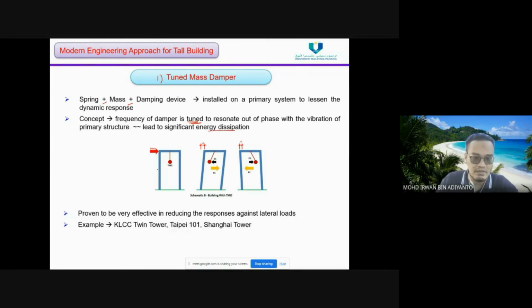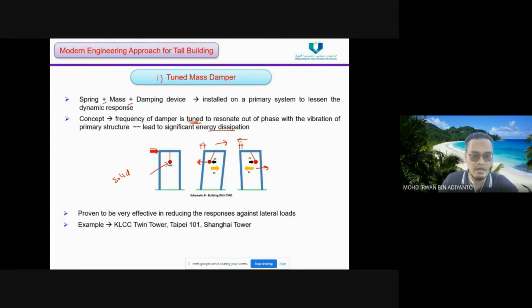Okay, the damper is a solid material at the top of the building, and when the building sways to the right, the damper will act as a pendulum which moves to the left, so it will cancel down the movement of the vibration. As the building sways to the left, the damper will move to the right. Okay, it is proven to be very effective in reducing the responses against the lateral load.